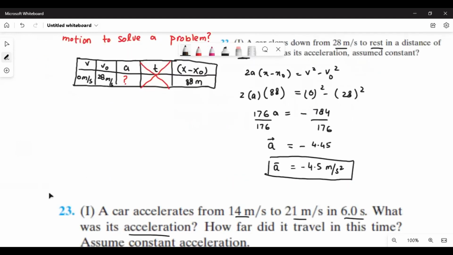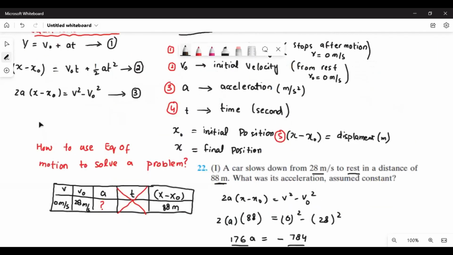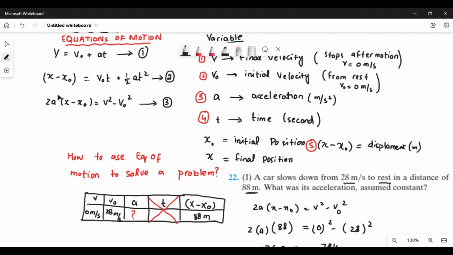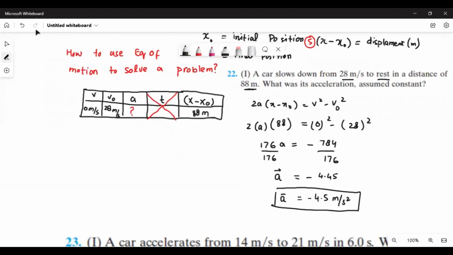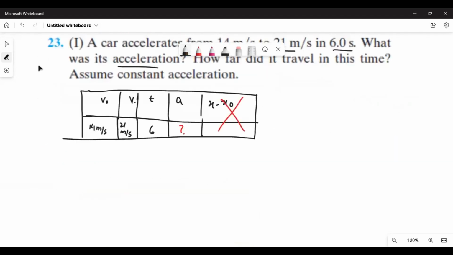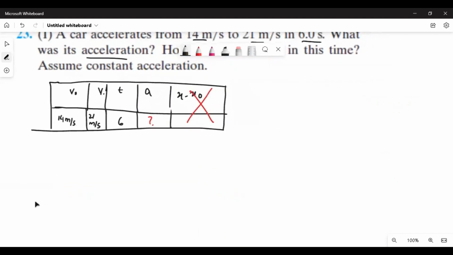Yes, the first one. In the second and third, you know there is x minus x naught. In the first one, there is no x minus x naught. So I will just substitute the values in the first equation of motion, that is v is equal to v naught plus at. V is 21, v naught is 14, so 14 plus a, which is to find, and time is 6.